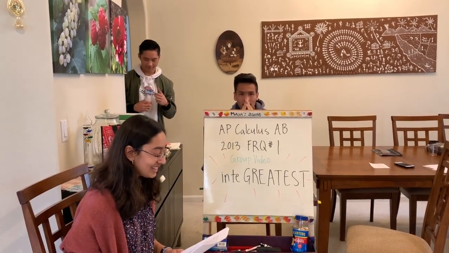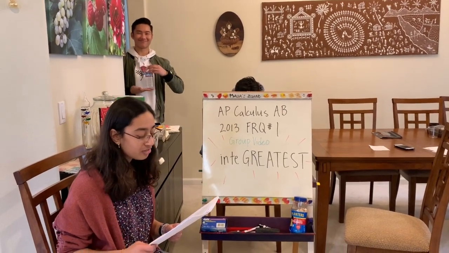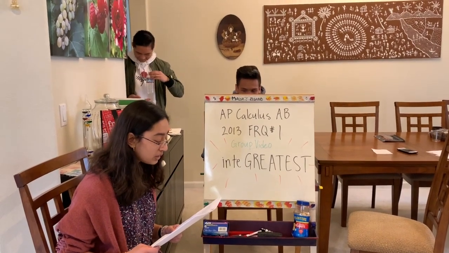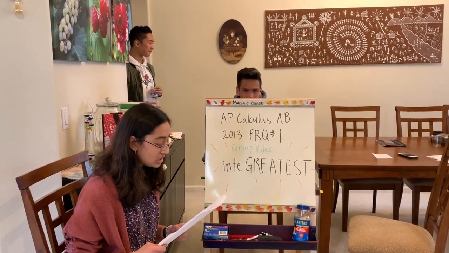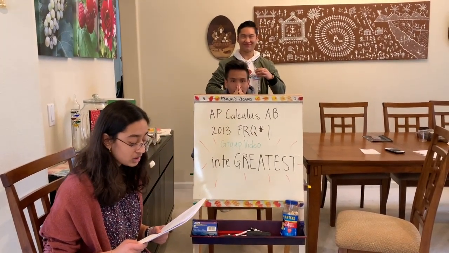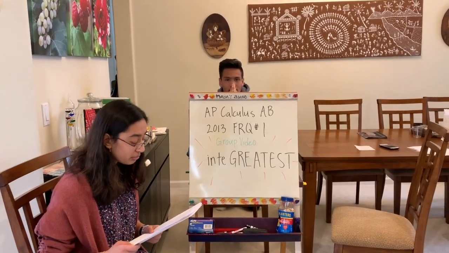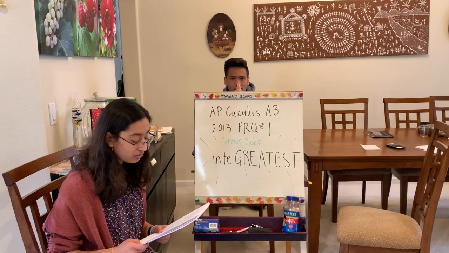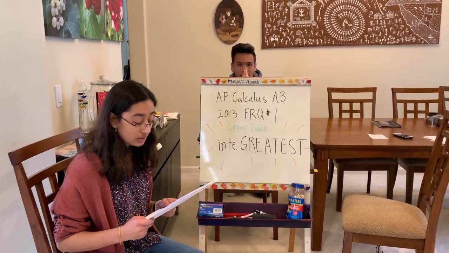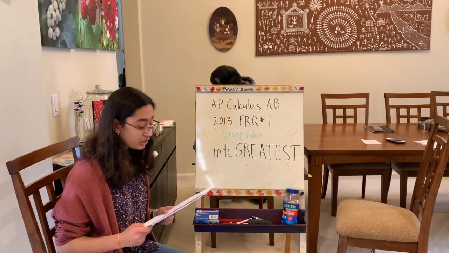So for our problem, it states, on a certain workday, the rate in tons per hour at which unprocessed gravel arrives at a gravel processing plant is modeled by G of t equals 90 plus 45 cosine t squared over 18, where t is measured in hours and 0 is less than or equal to t, which is less than or equal to 8. At the beginning of the workday, when t equals 0, the plant has 500 tons of unprocessed gravel. During the hours of operation, when 0 is less than or equal to t, which is less than or equal to 8, the plant processes gravel at a constant rate of 100 tons per hour.